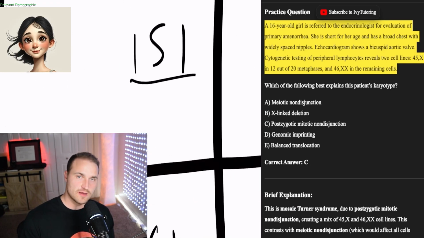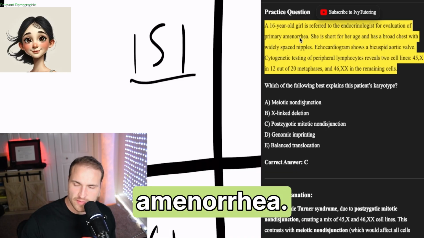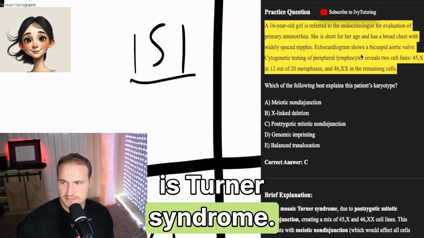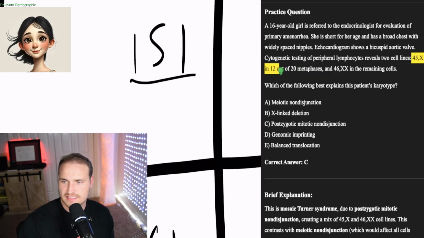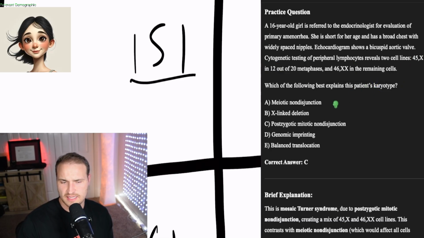Question 151. A 16-year-old girl is referred to the endocrinologist for evaluation of primary amenorrhea. She is short for her age and has a broad chest with widely spaced nipples. This is Turner syndrome. She has 45X in 12 out of 20 metaphases and XX in the remaining cells. Which best explains the patient's karyotype? The answer is postzygotic mitotic non-disjunction.